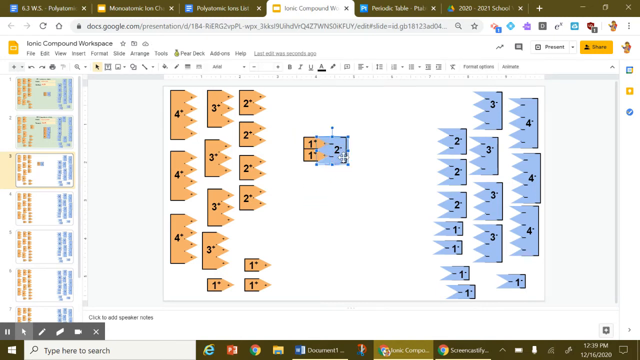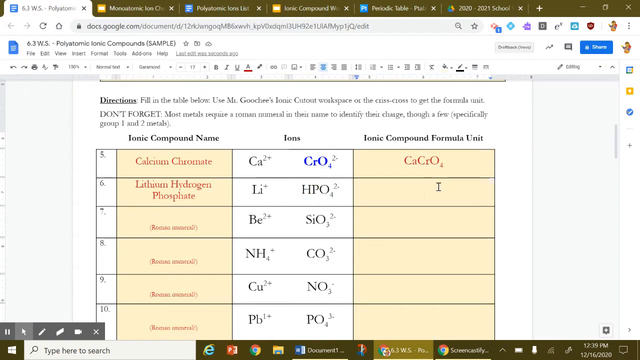Li2 HPO4 1. There's 2 lithiums and 1 hydrogen phosphate. So let's take a look and see how we enter this in. Well, lithium, there's only one, so lithium. And hydrogen phosphate is HPO4. All right, it's HPO4.